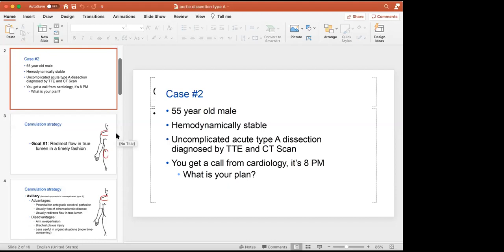After that, doing either bicaval or just dual stage. I will not go bicaval if I'm just cannulating the right atrium. Then I will start conducting my pump and ask the perfusionist to cool down. While he's cooling down, I will start to dissect around all the arch vessels.